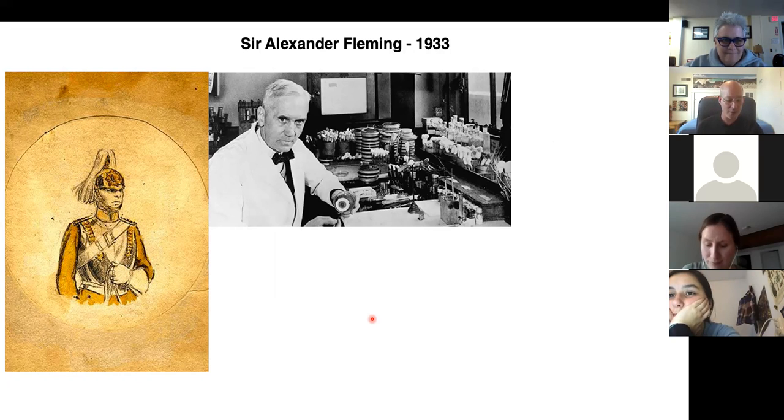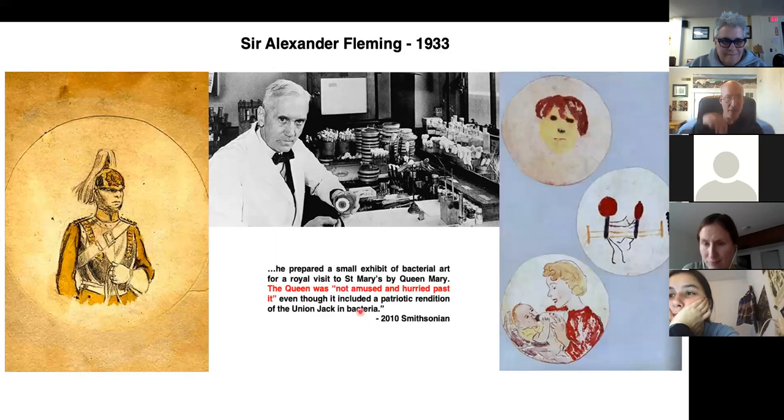And he also took these sheets of paper that he would draw on and soak the paper in nutrients, dry it, and then apply bacteria on this paper and let them grow. And so this is the first example of a true bacterial artist. And when the Queen visited his lab, she saw it and was not amused and hurried past it.